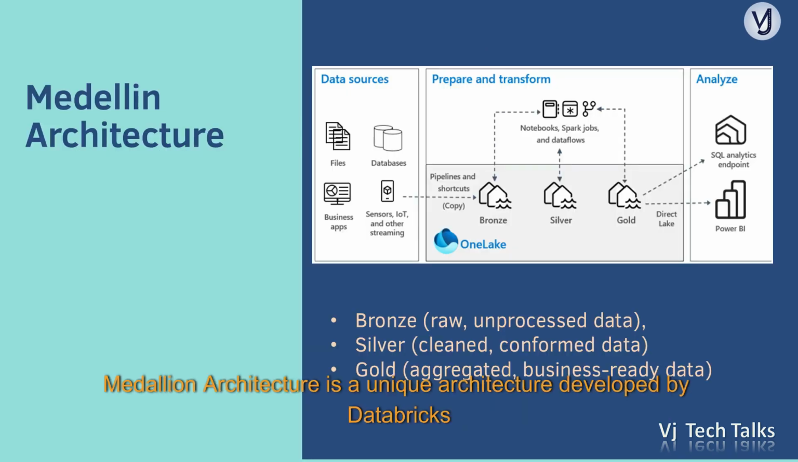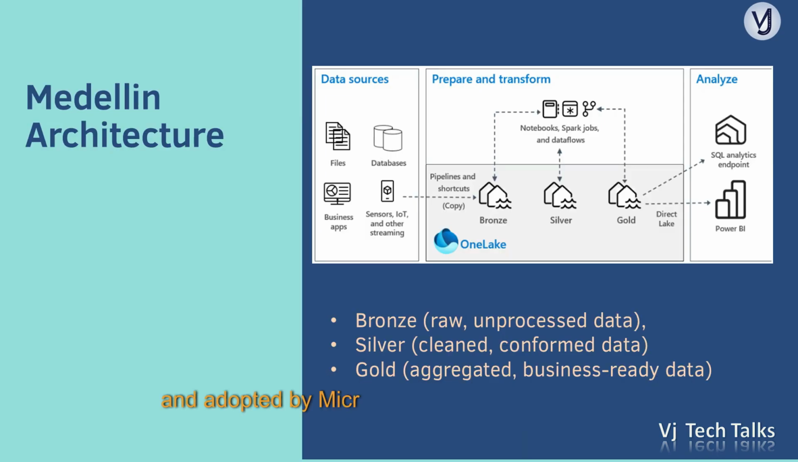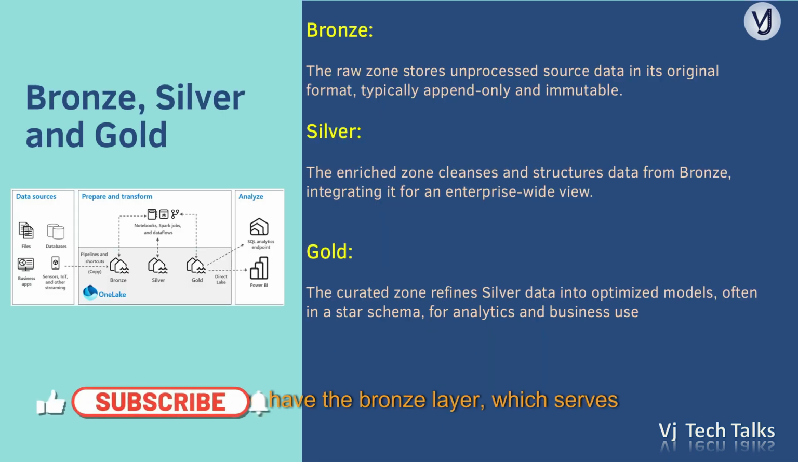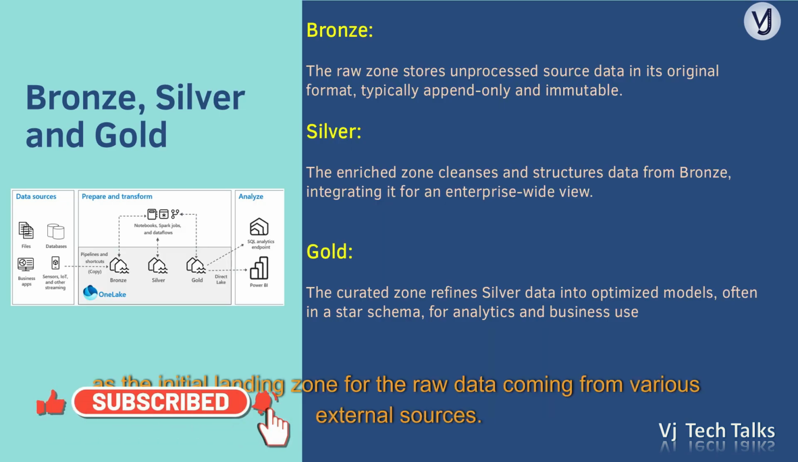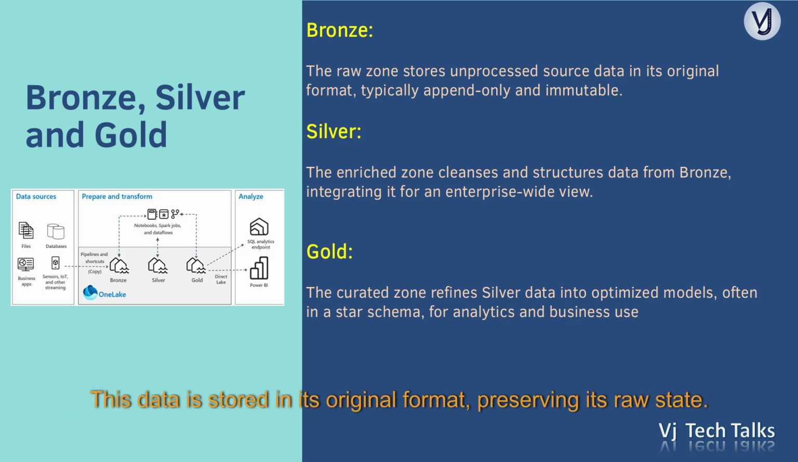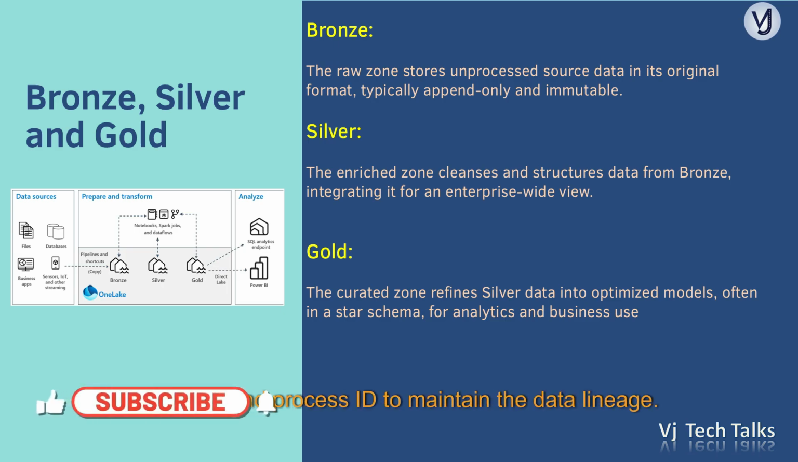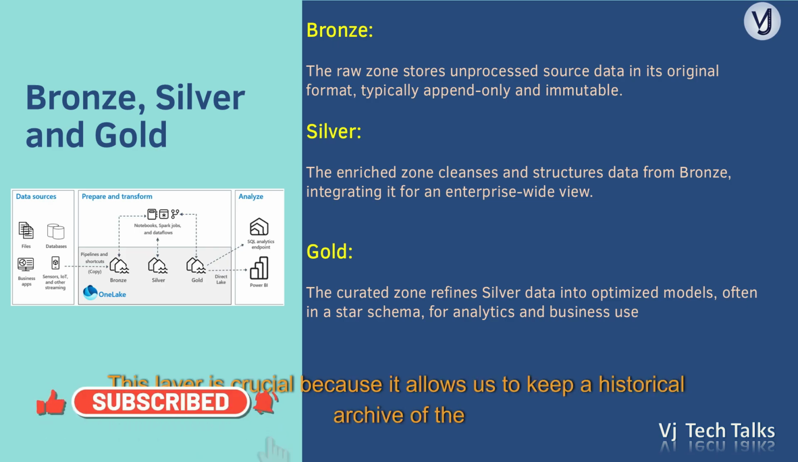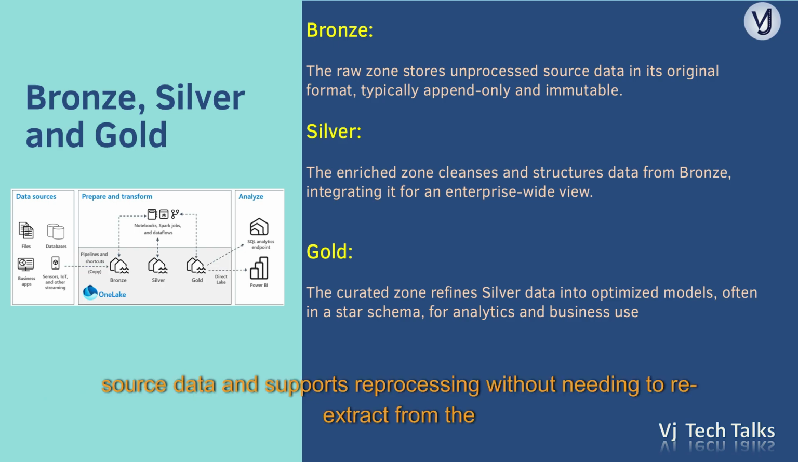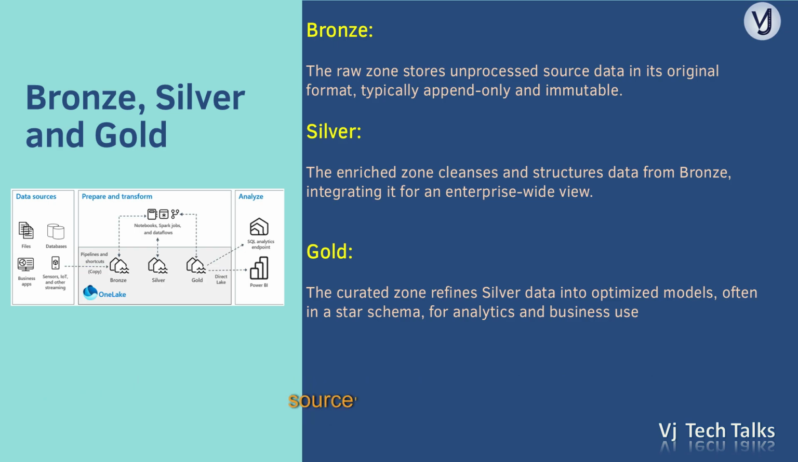Medallion architecture is a unique architecture developed by Databricks and adopted by Microsoft in their Fabric platform. The structure is simple, consisting of 3 levels of data. First, we have the bronze layer, which serves as the initial landing zone for the raw data coming from various external sources. This data is stored in its original format, preserving its raw state. Additionally, we add metadata such as load date, time and process ID to maintain the data lineage. This layer is crucial because it allows us to keep a historical archive of the source data and supports reprocessing without needing to re-extract from the source system again.